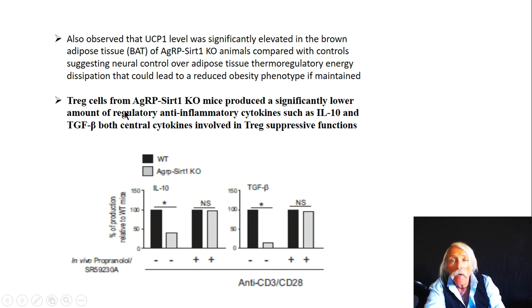Now, down here, Treg cells from the AgRP Sirtuin knockout mice produce significantly lower amounts of regulatory anti-inflammatory cytokines. We've seen this already, IL-10 and TGF-beta, both central cytokines involved in Treg suppressive functions, okay? So that's really important. You can see here that you get a much lower amount compared to wild type until you induce, and that means of IL-10 and TGF-beta. That means that the Treg cells can't work like they're supposed to, okay? So that's really a bad thing. Unless you have some kind of blast immune response, if you're just going along as a healthy animal, you're going to have a greatly deficient ability to immunomodulate, and therefore to have Tregs suppress the pro-inflammatory response.